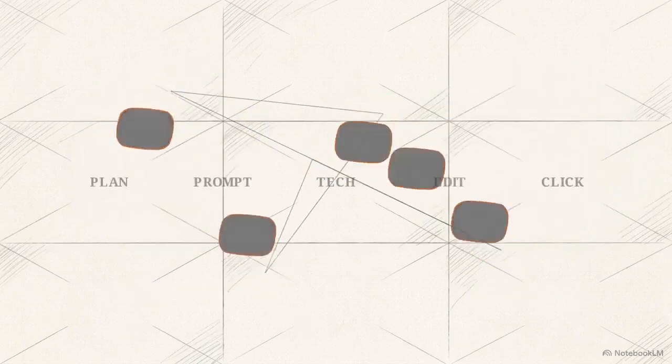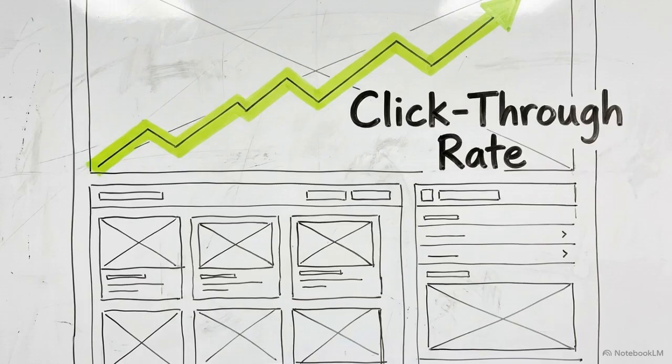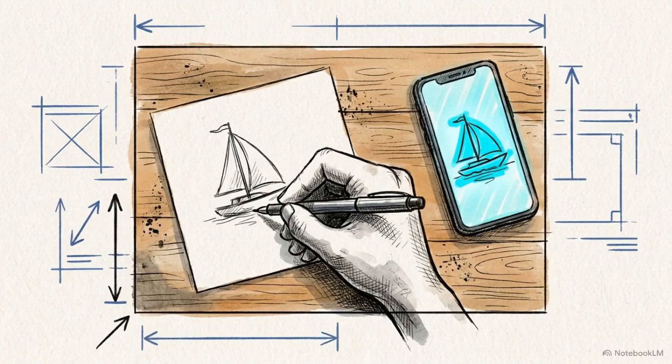By treating this process as a strict workflow, we remove the guesswork. We turn a blank canvas into a predictable, high-converting science. Step 1 happens before you write a single prompt. Professional creators spend the majority of their time pinning down the exact concept.